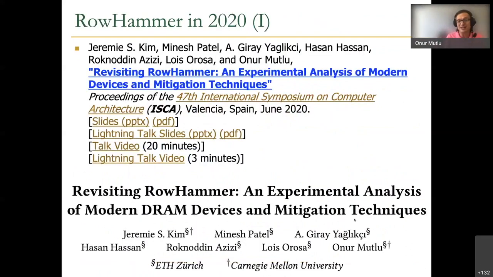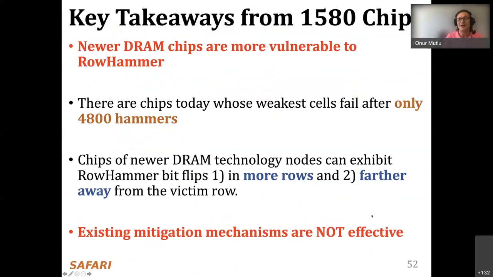So this problem has not gone away. I wish that it had gone away. Unfortunately, the problem is not fixed yet. In 2020, we analyzed RowHammer again, and we found out that newer DRAM chips are actually more vulnerable to RowHammer because of technology scaling, and existing mitigation mechanisms are unfortunately not effective. So we need to actually look at new ways of dealing with this.